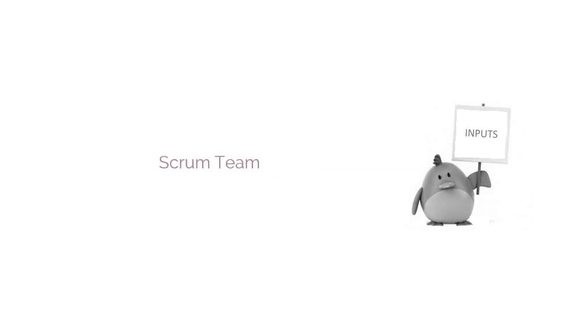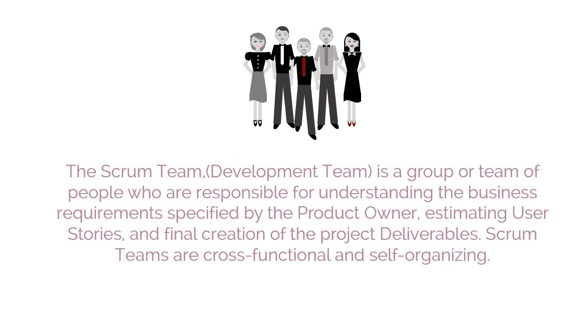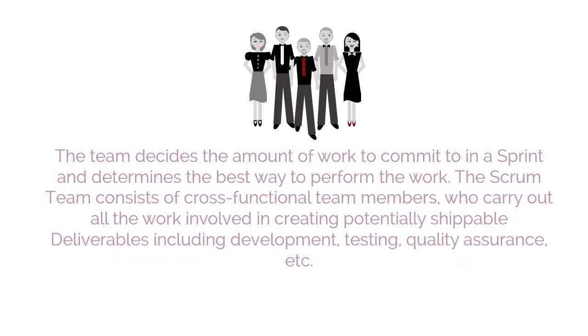Next is the Scrum team. The Scrum team, sometimes referred to as the development team, is a group or team of people who are responsible for understanding the business requirements specified by the product owner, estimating user stories, and final creation of the project deliverables. Scrum teams are cross-functional and self-organizing. The team decides the amount of work to commit to in a sprint and determines the best way to perform the work.